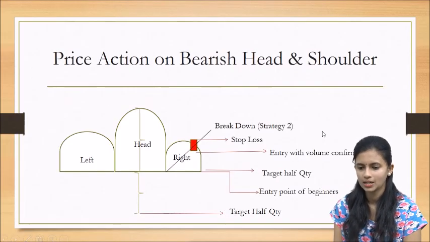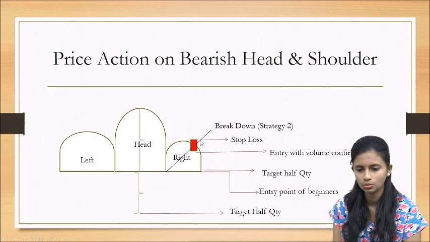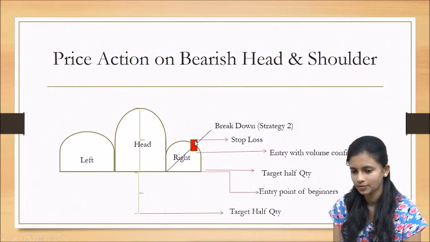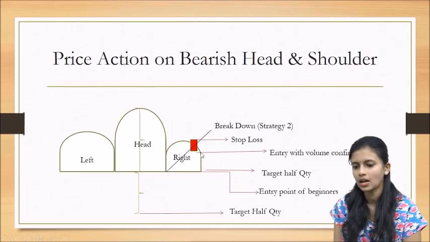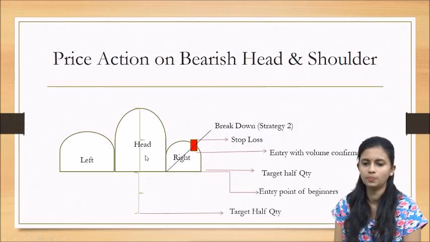Now if you apply price action over here, you will draw the trend line over here and you will get a breakdown here. So you will be entering much before non-price action traders enter. So your entry point will be here with volume confirmation. Stop loss will be here, the high of this candle, and half quantity exit at this point to be on the safer side, and for the rest of the half quantity you can keep this head size. Okay, hope this is clear.